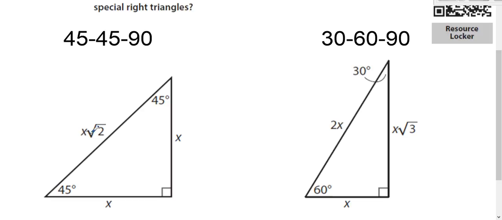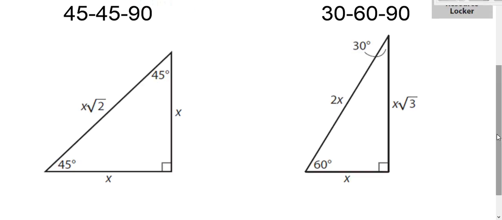For 30, 60, 90s, the short side is x. The hypotenuse is 2x, so just times 2. And then the long side across from the 60 is times square root of 3. So you have to look at the triangle that they give you, decide which one it fits, and then determine the two other sides.